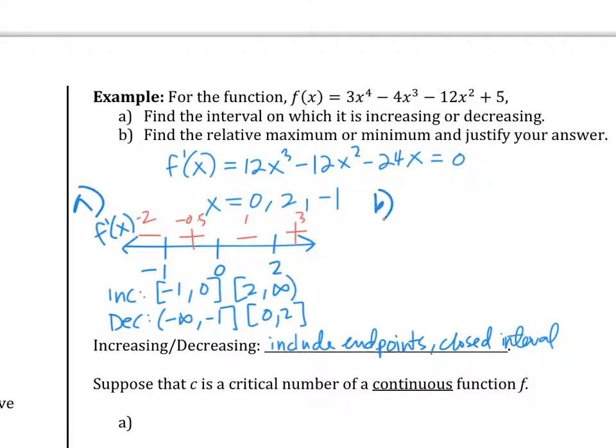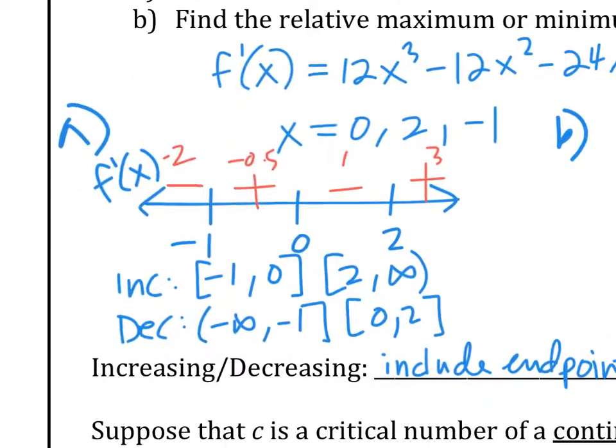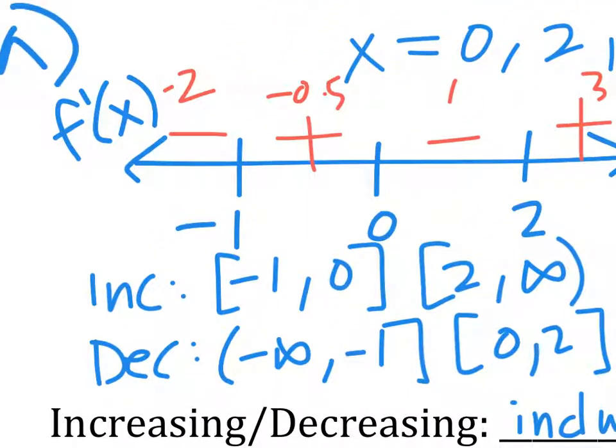Okay, next. So that was A. B: find the relative maximum and minimum and justify your answer. All right, so here's what you're going to do. From this sign chart, if it's negative, you're going to draw decreasing. If it's positive, you're going to draw increasing. So decreasing, increasing, decreasing, increasing. And that's how the graph is really going to look. It's going to go down and then up and then down and then up.